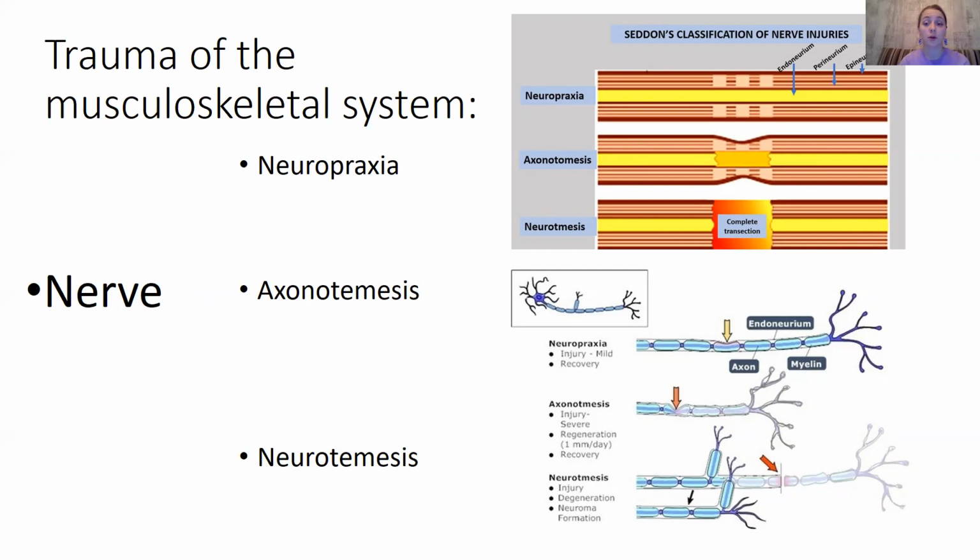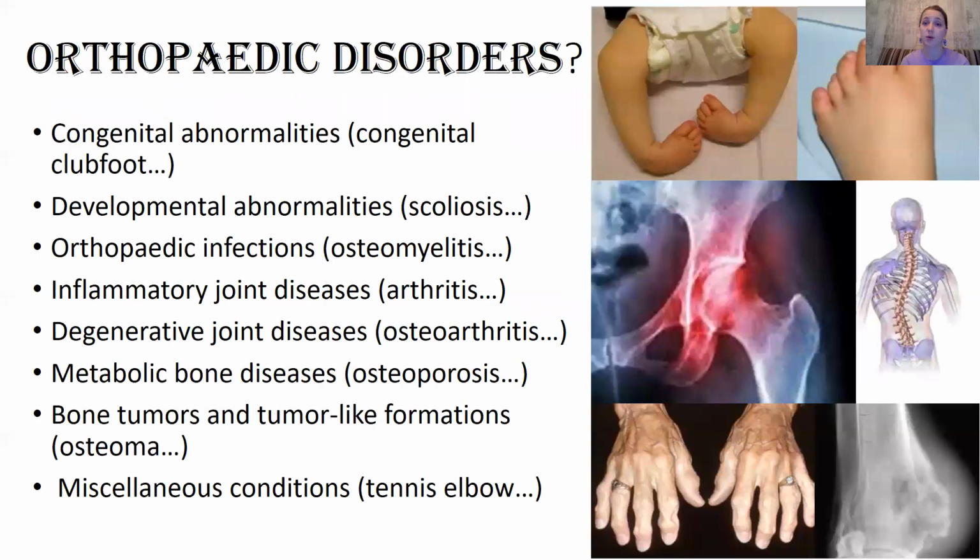What about the traumatology department? What about the orthopedic disorders? We can speak about the congenital abnormalities, like a congenital clubfoot, as you can see on the picture, and polydactyly on the right picture. Sometimes we speak about the development abnormalities, like scoliosis, a degenerative disorder of the vertebral column. Orthopedic infections such as osteomyelitis or periprosthetic infection, inflammatory joint disease, arthritis on this picture, and of course degenerative joint disease, osteoarthritis, you can see on the last picture.